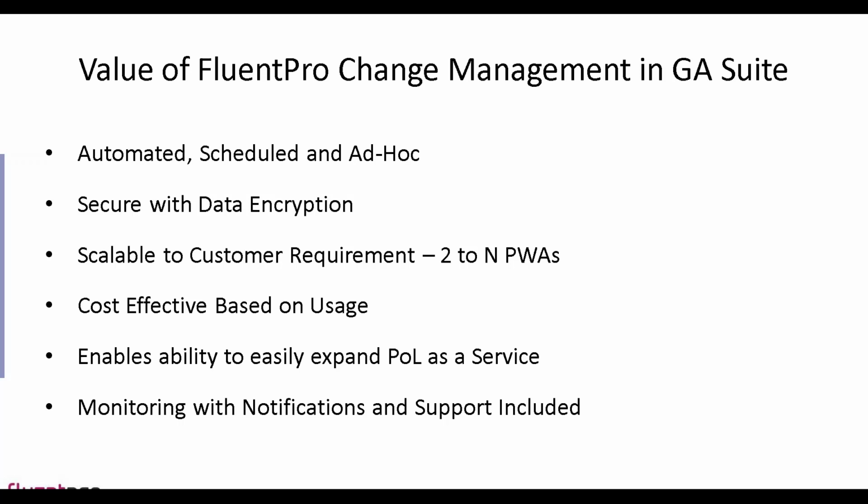It's scalable to the customer requirement. What that means is the minimum subscription brings 2 PWAs to really unlimited. You pay for what you use in terms of the PWAs that are subscribed, and also the number of projects if you're going to be using backup. I'll show in a second the starter subscription levels, but you can start just with a subscription of GA Suite just for change management, not backup. You can use GA Suite to easily expand Project Online as a service. We have a lot of customers that have begun to do that.